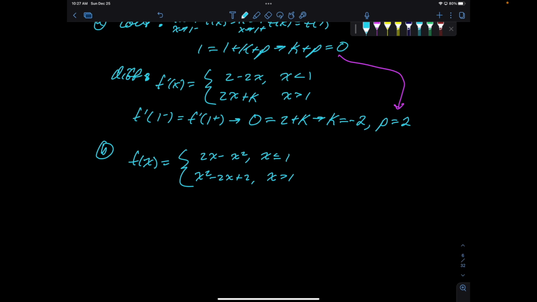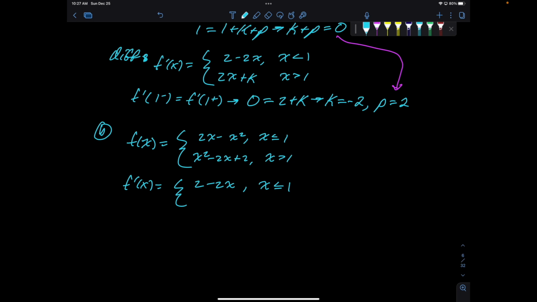So let's find f prime, which is 2 minus 2x. Now we can include it, and we can actually include 1 on either branch because we made this thing differentiable. So you have to get 0 at x equals 1 for both of them. And then this will be 2x minus 2 when x is greater than 1. And you can see if you plug in 1 for both of them, you get 0 here and you get 0 here. So that makes sense.